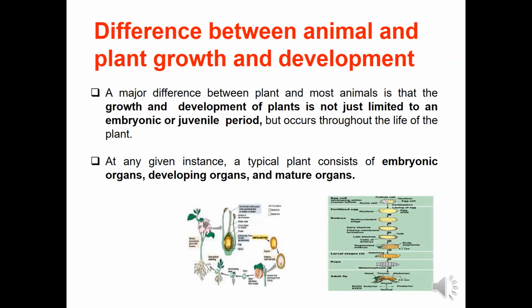If you do some observation, the plant starts from a seed, germinates and develops from young to adult, and they always produce new leaves, new roots, or new branches of stem. It's different from the animal, because the main part of their organs, or their physiological processes, is mainly limited to the embryonic period. So that is the difference. A typical plant consists of embryonic organs, developing organs, and also mature organs.